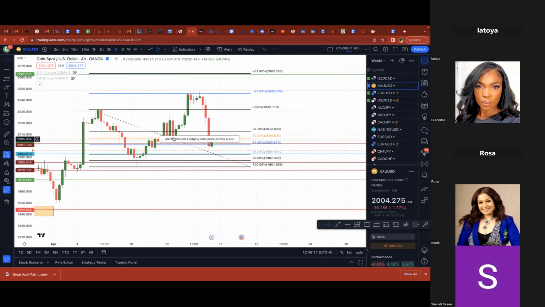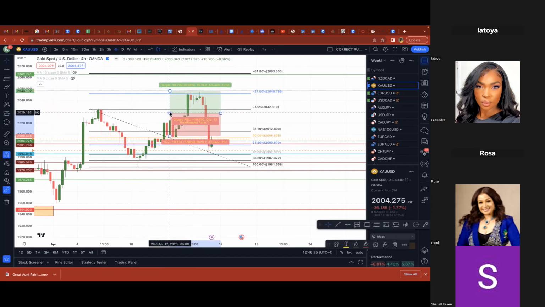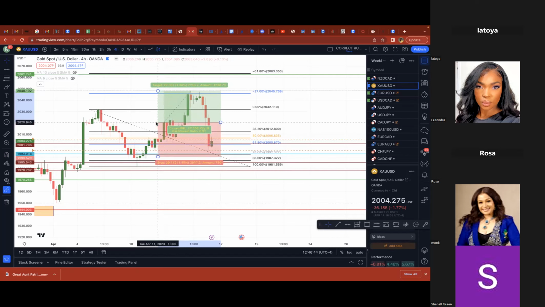But as you see, this trade played out perfectly. Let me put a long position here. So your stop loss is going to be at 88%. Okay, hold on, let me take off my little magnet. Sometimes I don't like the magnet. Okay, so I'll put my stop loss at the 88%, and then your entry at the 61.8.